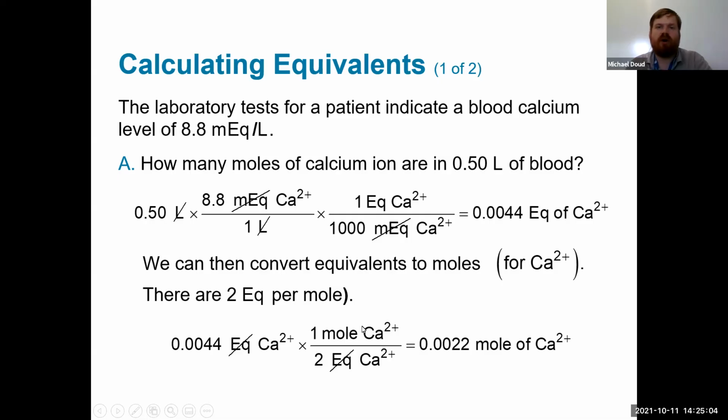Now, this is the tricky part that's kind of non-chemistry, that we wouldn't really think of in chemistry terms. But remember, you have 1 equivalent for every charge of an ion. So for calcium, which has a 2+ charge, that means there's 2 equivalents of calcium per 1 mole of calcium. So that's our next conversion factor, 1 mole of calcium ion for every 2 equivalents of calcium ion. That gives us 0.0022 moles of calcium ion.